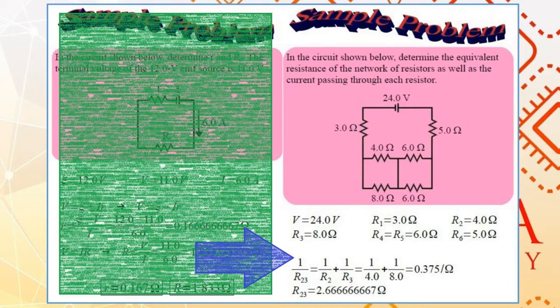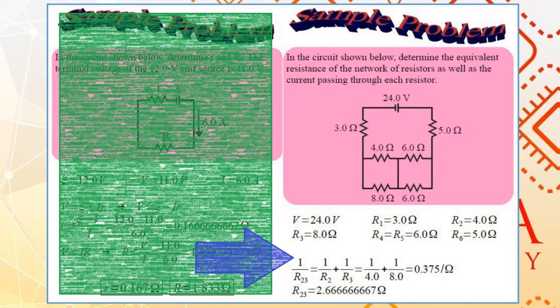As you can see in the circuit, there's only one voltage source, 24 volts. Let that be voltage V. You have 6 resistances. Let R1 be 3 ohms, R2 be 4 ohms, R3 be 8 ohms, and R4 and R5 have the same value, 6 ohms, and the last remaining resistance R6 is 5 ohms. As you can also see in the figure, R2 and R3 are in parallel connection, so we can combine them to form R23, 2.666 and so on ohms.